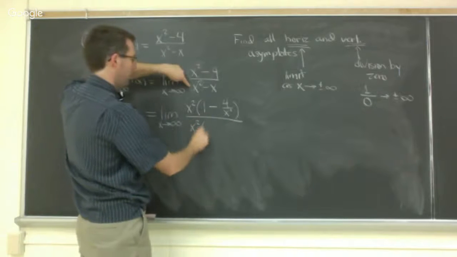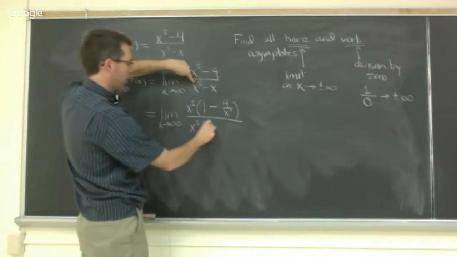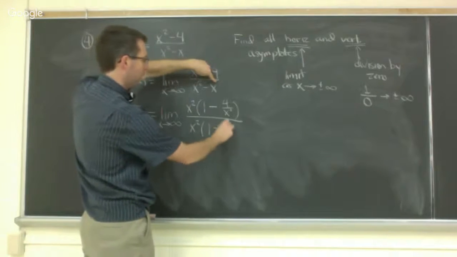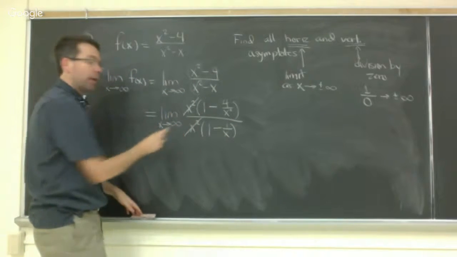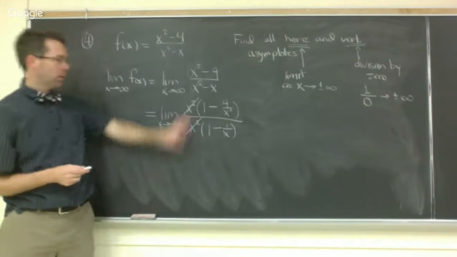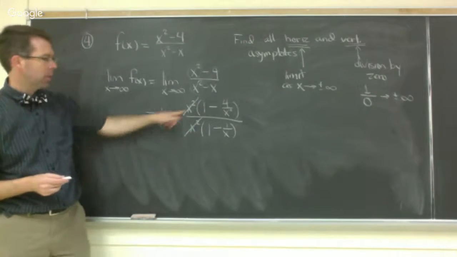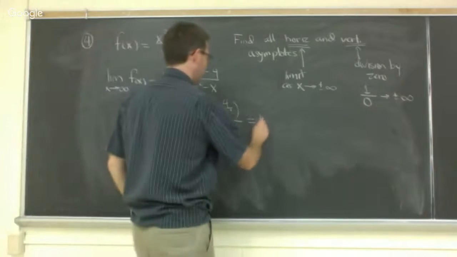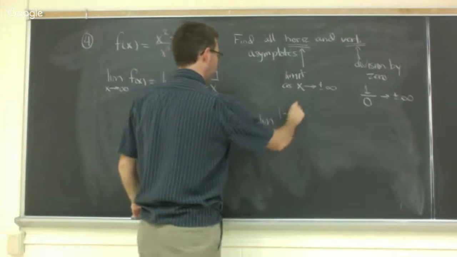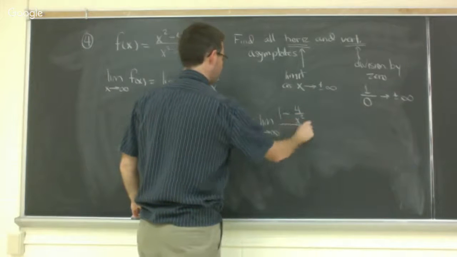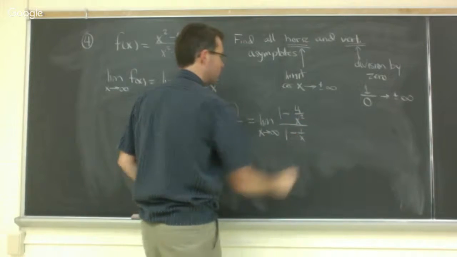Factor out x squared from the bottom. When I divide x squared by x squared, I get 1. When I divide x by x squared, I get 1 over x. And the x squareds that I factored out canceled. So I get this limit of, let's just rewrite it, 1 minus 4 over x squared over 1 minus 1 over x.